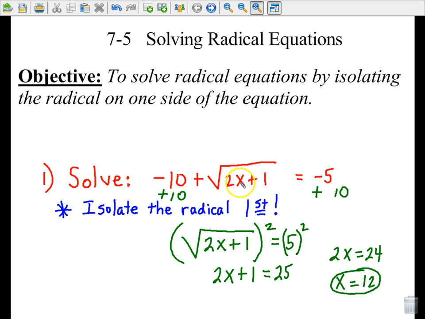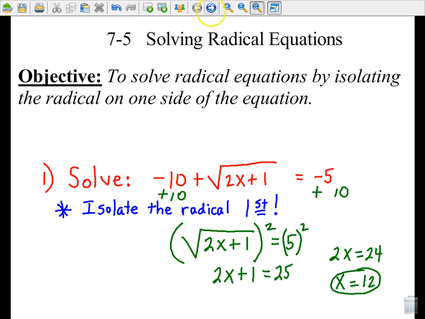If we did substitute 12 in for x, under the radical, do you see how we would get 25? 24 plus 1, and the square root of 25 is 5. And then when we do negative 10 plus 5, we get negative 5. So we know we have the correct solution.